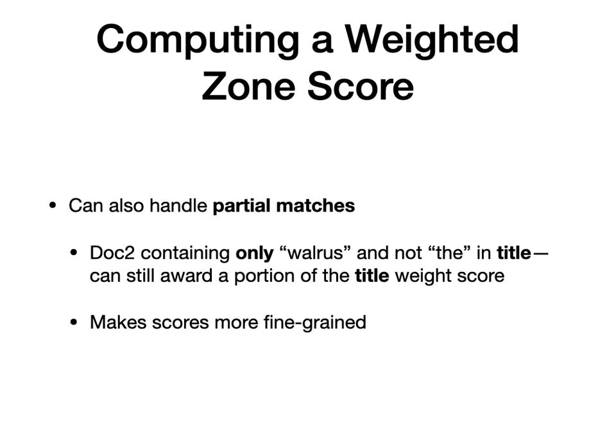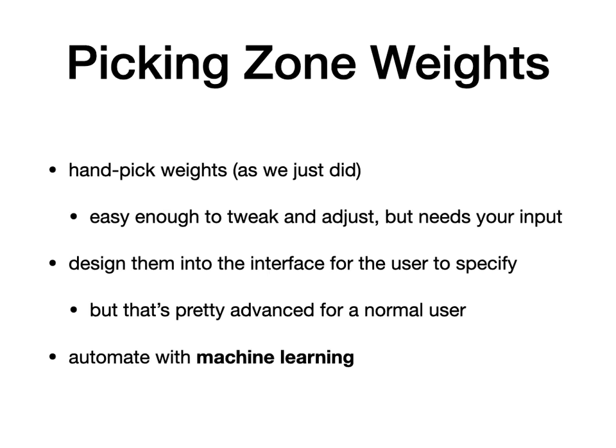This is good too because we could also handle partial matches. So document 2 contains only "walrus" and not "the," so we can give a little bit of the weight to it, right? How you choose to do this, if you were going to implement it, allows you to make it a little more fine-grained, a little bit more sensitive to the variations, right? So the question ends up being, how do you actually sort out what the zone weights should be? We just did it. We just kind of hand-picked them, right?